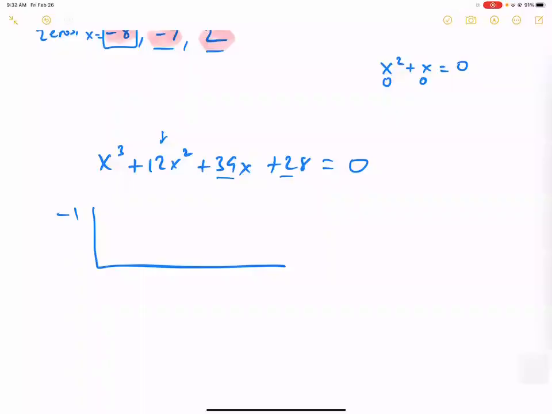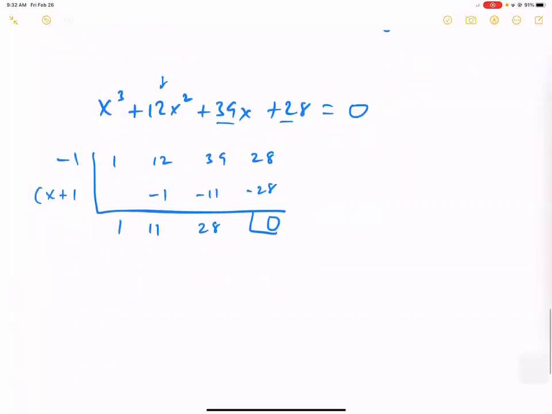Okay, hopefully you had enough time. Let's go ahead and start. Our factor is going to be x plus 1 if this does work. 1, 12, 39, and 28. 1, negative 1, 11, negative 11. This is 28, negative 28. Yay, winner, winner, chicken dinner. So we know we have a 0 at negative 1. Our leftover problem is x squared plus 11x plus 28.